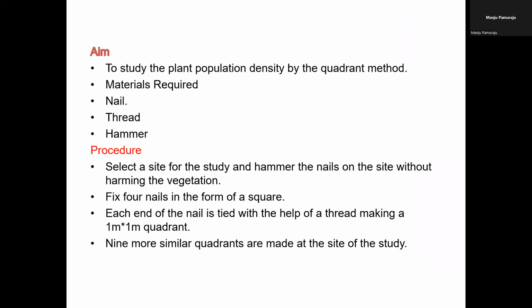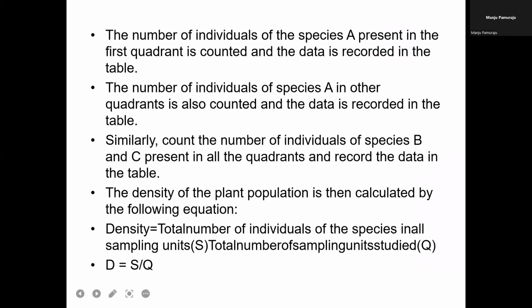So in this quadrant method, generally we select a site for the study, and by using a hammer and nails, we first prepare the quadrants and fix 4 nails in the form of a square. Here 10 quadrants are taken. The number of individuals of the species A present in the first quadrant is counted and the data is recorded in the table. Then the number of individuals of species A in the other quadrants. So first we are taking only one species.